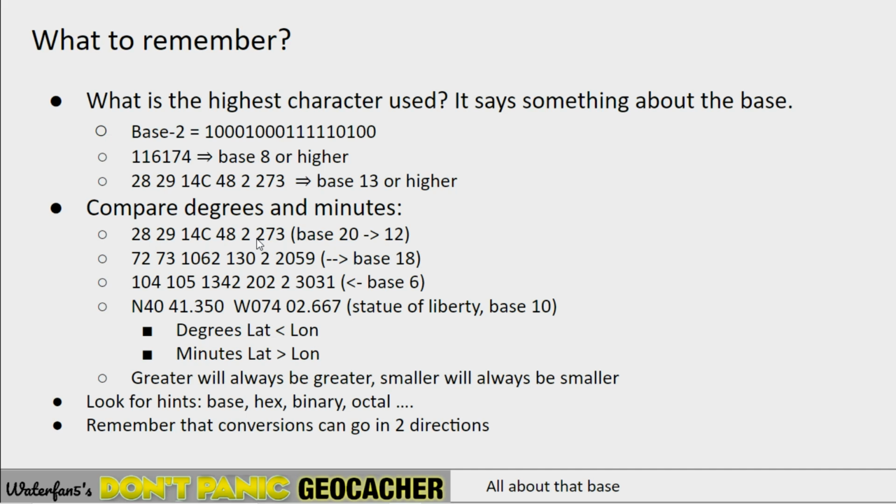And the last thing, as I showed, base conversions can be in two directions, meaning you can convert to a certain base or from a certain base. So if it says base 7, it might be that the number you're given is in base 7 and you need to convert to base 10 or something else. Or it means you have to convert to base 7 to get the answer that you're looking for. Always remember you can go in two directions.